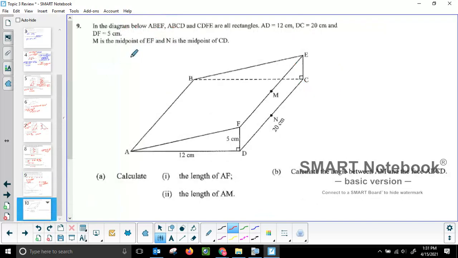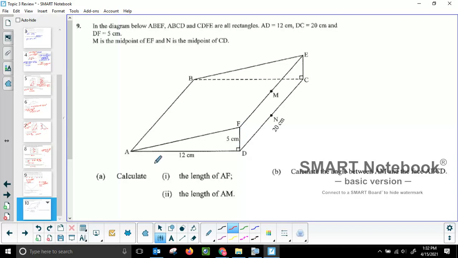Okay, number 9. In this diagram below, ABEF, ABCD, and CDFE are all rectangles. AD is equal to 12, DC is equal to 20, and DF is equal to 5 centimeters. M is the midpoint of EF, and N is the midpoint of CD. A, calculate the length of AF.